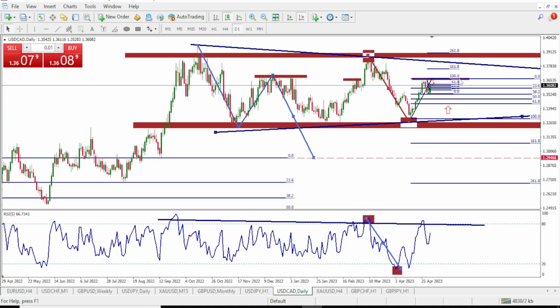And this analysis will be valid till Friday this week, 5th May 2023.